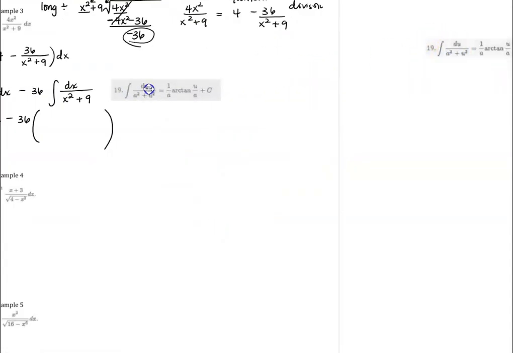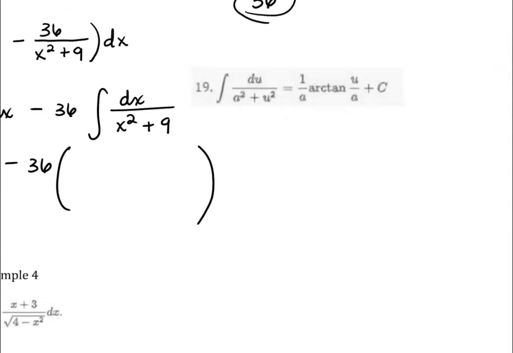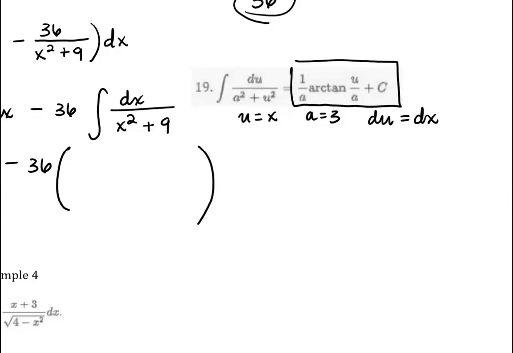So we can see that to apply this, again, u is like x, and a is 3, because we have x squared plus 9, and 9 is 3 squared. So I'm now going to fill this out. And we don't have to worry about really doing a true sub because du is just dx.